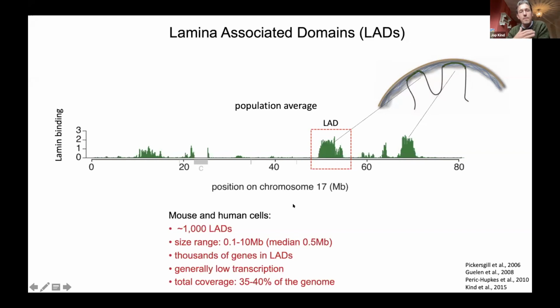Now, this has been done for many, many different cell types and many different species. And typically for mammalian species, you find about 1,000 of these lamina-associated domains. They're really big, ranging from 100 kb to 10 MB in size. They contain thousands of genes. And as you could already guess from the electron micrograph, they are generally lowly transcribed. So this we could, of course, confirm now also by genomics. And this is important to remember: these LADs cover about 35 to 40% of the entire genome. And that is true across species and across cell types.